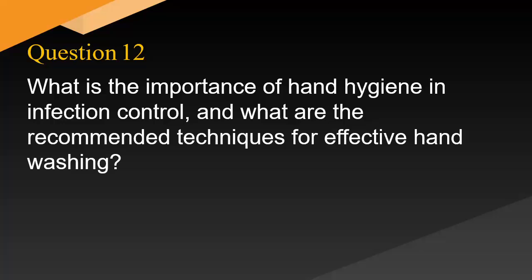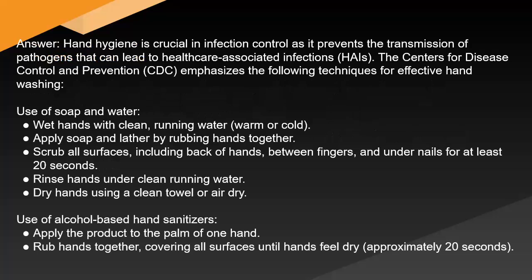What is the importance of hand hygiene in infection control, and what are the recommended techniques for effective hand washing? Answer: hand hygiene is crucial in infection control as it prevents the transmission of pathogens that can lead to healthcare-associated infections. The Centers for Disease Control and Prevention (CDC) emphasizes the following techniques for effective hand washing: use of soap and water. Wet hands with clean running water, warm or cold.